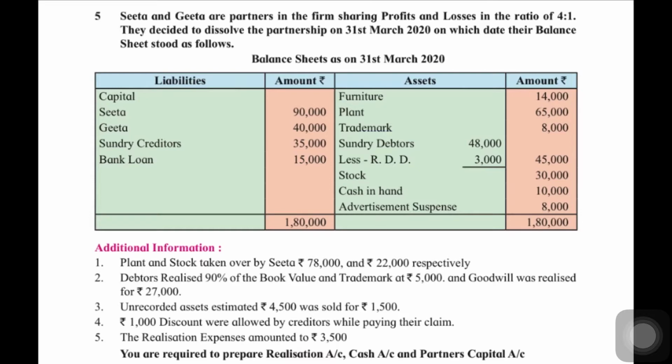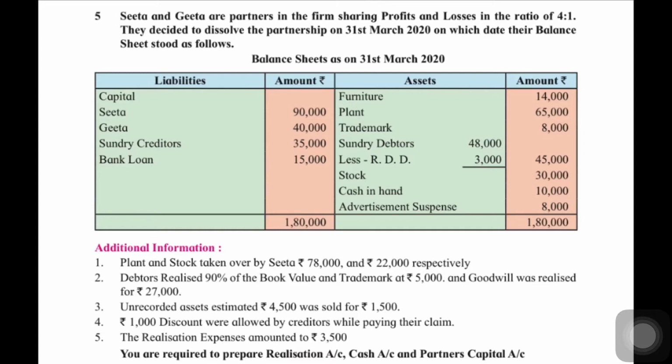Unrecorded assets estimated at 4,500 was sold for rupees 1,500. Unrecorded assets, assets which have not been recorded, so you cannot put them in realization account. But when you realize these assets, the entry should be there. It should be cash bank account debit to realization account.